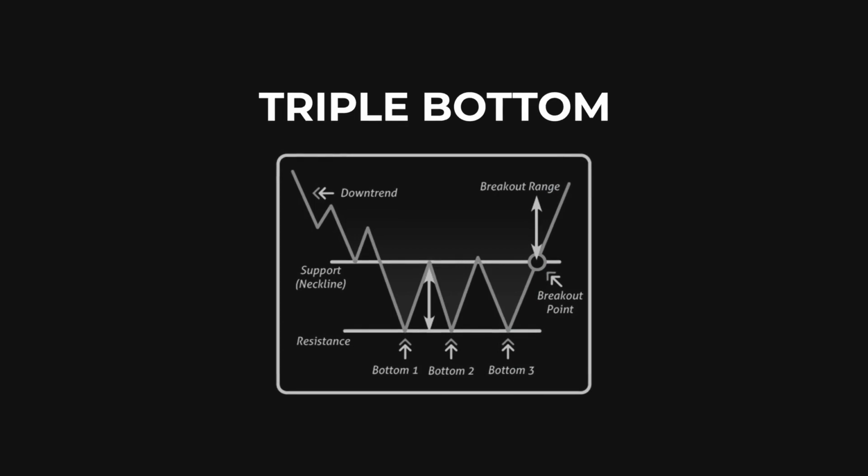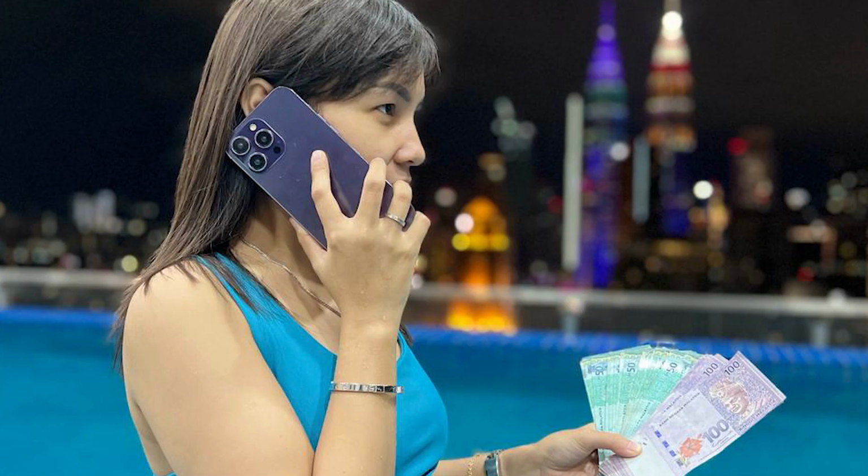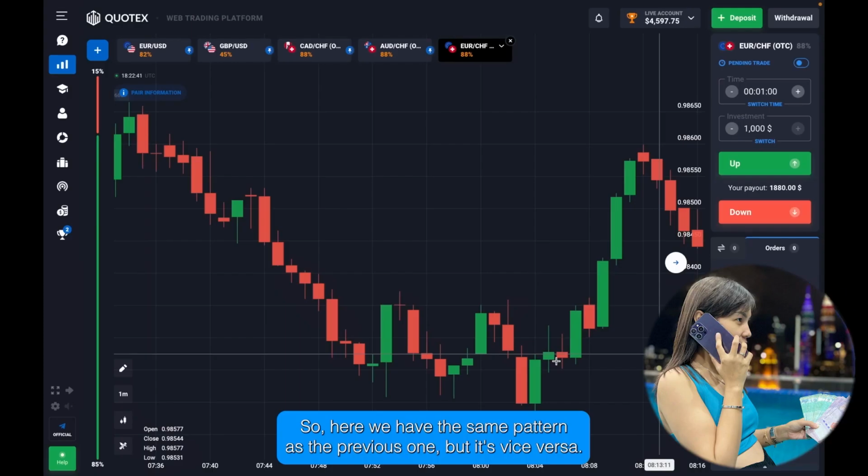Triple bottom. The triple bottom reversal pattern has 3 roughly equal lows and indicates an opportunity to take a bullish position. This pattern represents 3 distinct troughs at roughly the same price level separated by 2 intermittent peaks at any level. Breakout occurs when the price exceeds the extreme of the intermittent peaks or a trend line connecting the high points. So here we have the same pattern as the previous one, but it's vice versa.